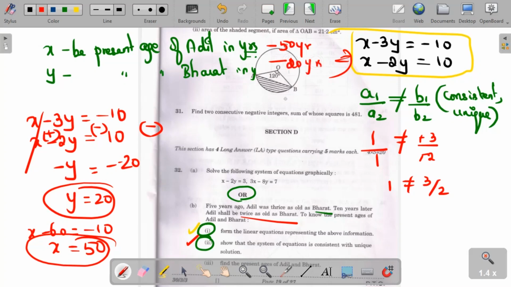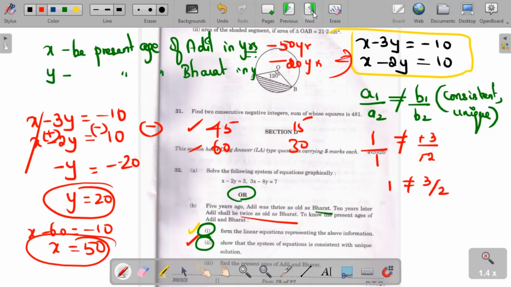We can also cross check the status. So what did they say? 5 years ago, Adil was 3 times older than Bharat. So 5 years ago, his age would have been 45. Bharat's age would have been 15. 45 is 3 times 15. So the statement holds true. Then 10 years later, Adil would be 60 and Bharat would be 30. Adil will be twice that of Bharat. So that statement also holds true. So now that we know, this is a simple verification of our question. So we know that the answer is right.